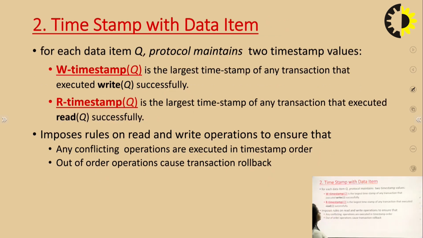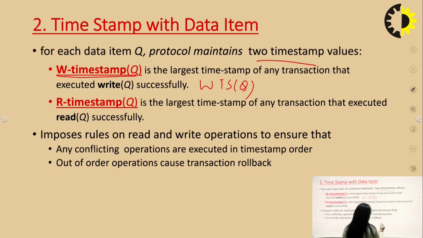Next is the timestamp with data item. This timestamp is associated with every data item, every resource a system has. For each data item Q, the protocol maintains two timestamp values. We have two operations for every transaction, read or write, so we have two timestamps, one for read and the other for write. One is the write timestamp. It is denoted by W-timestamp of Q. It is the largest timestamp of any transaction that executed write Q successfully.